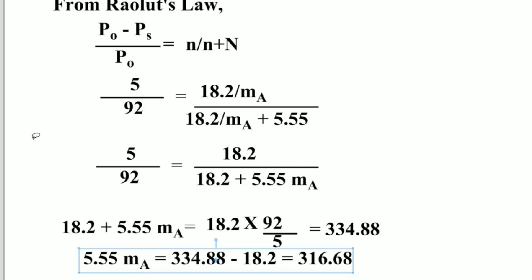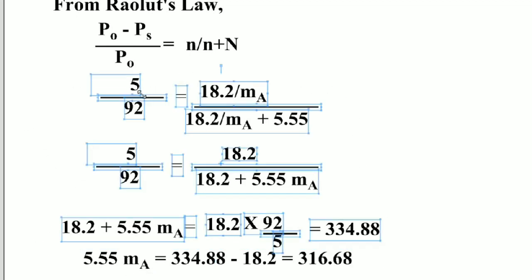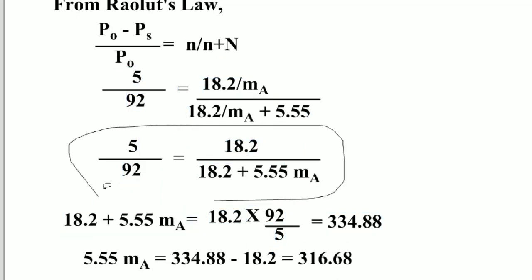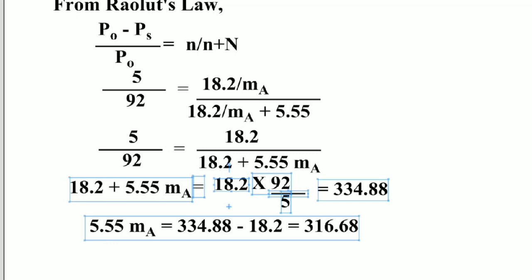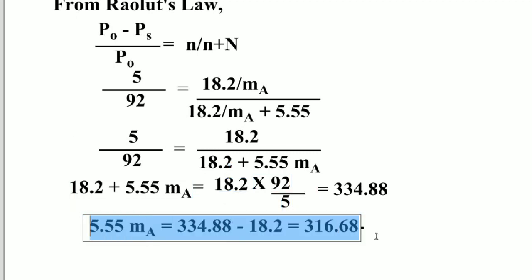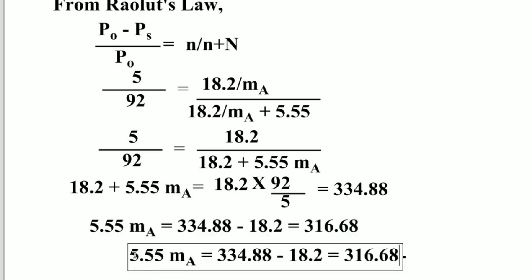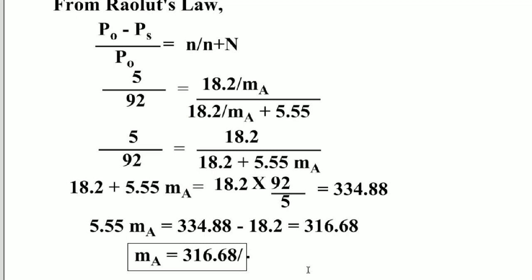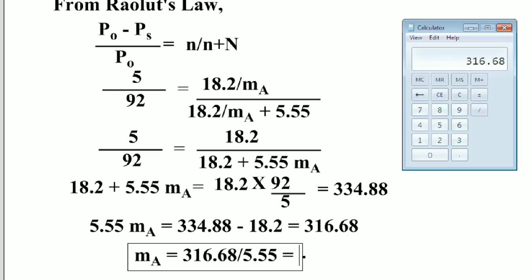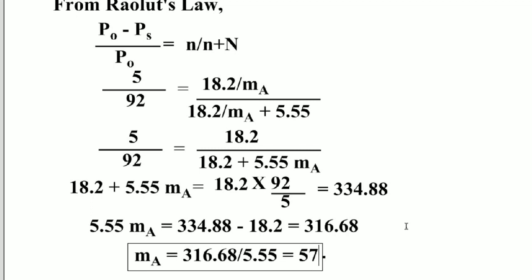Now the molecular mass of urea, that is nothing but MA, is equal to 316.68 by 5.55. Therefore, our desired molecular mass of urea becomes 316.68 divided by 5.55, which gives 57.059. 57.059 is the molecular mass of the urea.